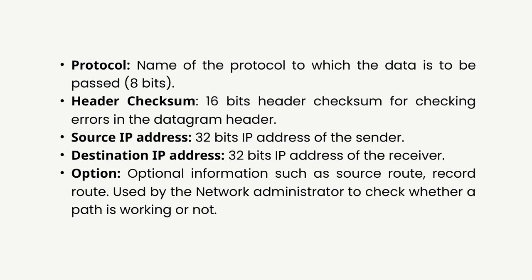Finally, there's the option field. This one is optional but quite useful. It can include additional information like source routing or record routing. Network administrators often use this to troubleshoot or verify whether a specific path through the network is functioning correctly. Connecting this all back to our overall theme, these fields are fundamental for making sure data reaches the right destination, intact and correctly formatted. They form the backbone of reliable data transmission across networks.